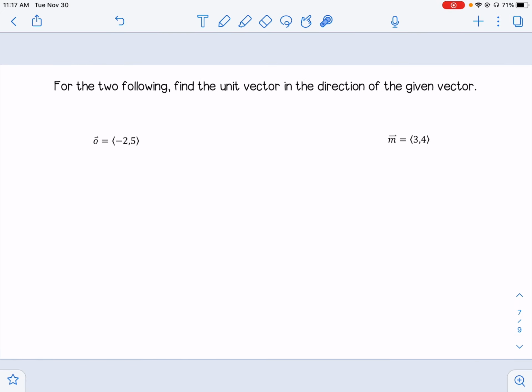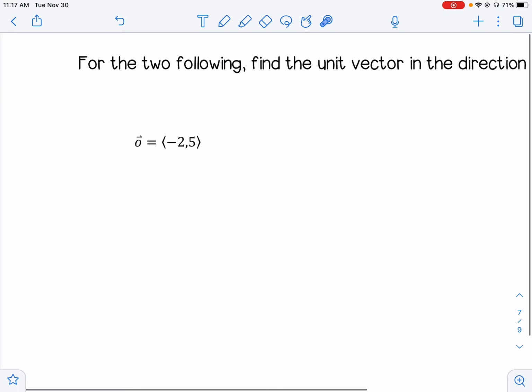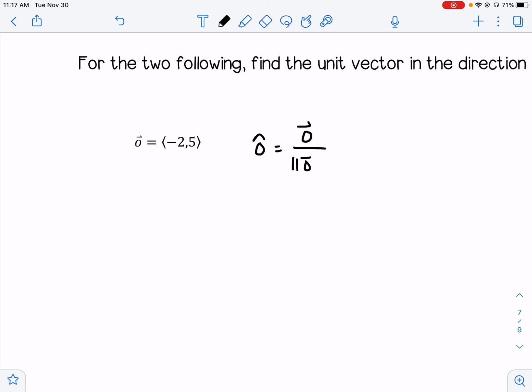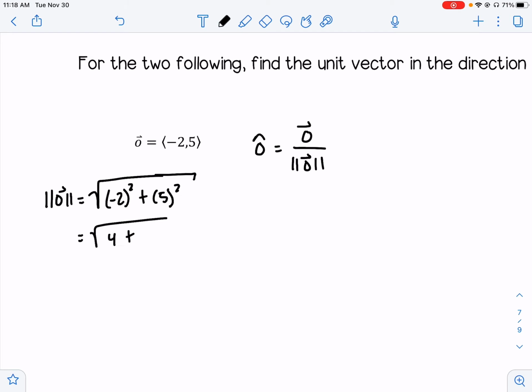So here, we're going to find the unit vector for these two specific vectors. O hat would be the unit vector. It's going to be equal to O divided by the magnitude of O. So I'm going to first find the magnitude, which we know is equal to the square root of the components squared and summed. So negative 2 squared is 4, 5 squared is 25. This gives me the square root of 29.